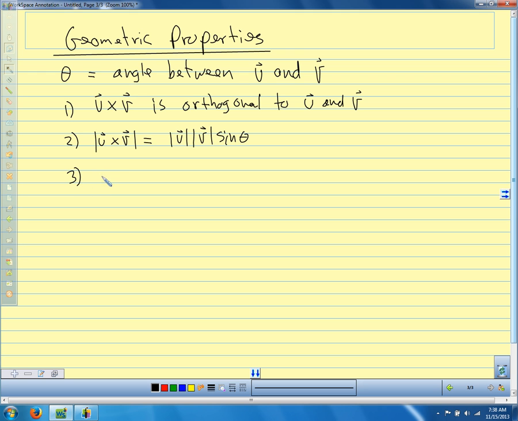And our third one is that the cross product of two vectors equals the zero vector if and only if these two vectors are parallel. So if and only if u is parallel to v. And the other way we could say that is if u is a scalar multiple of v. That's another way that we can say parallel. We'll take advantage of this next one a lot second semester.